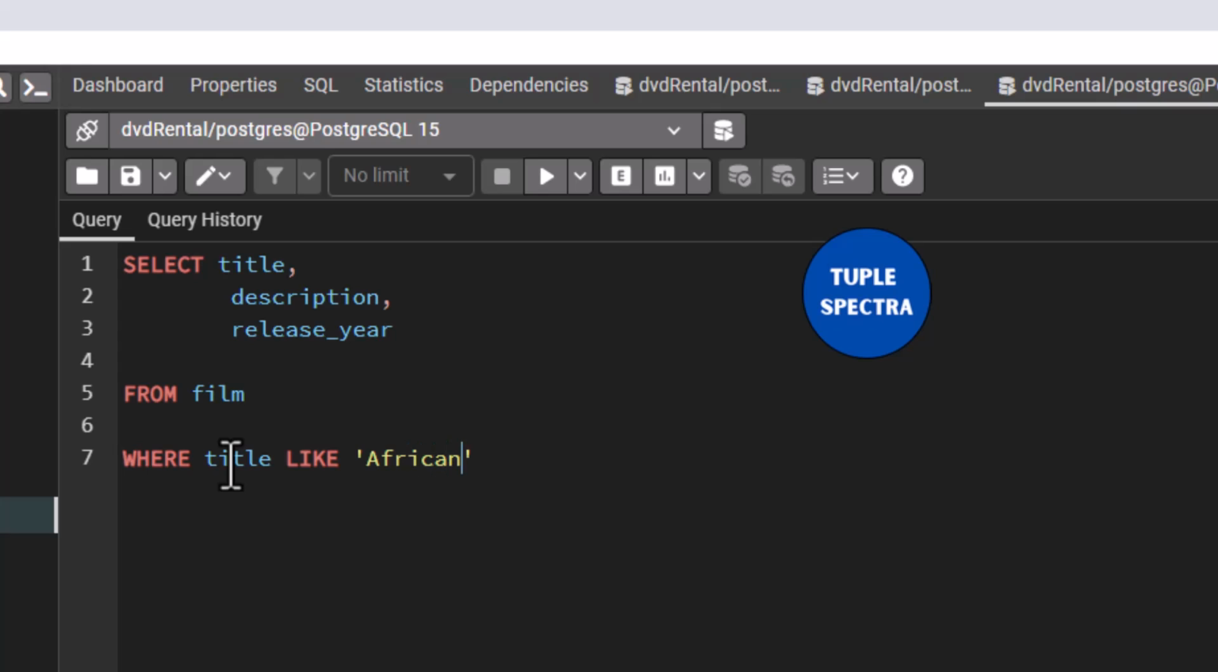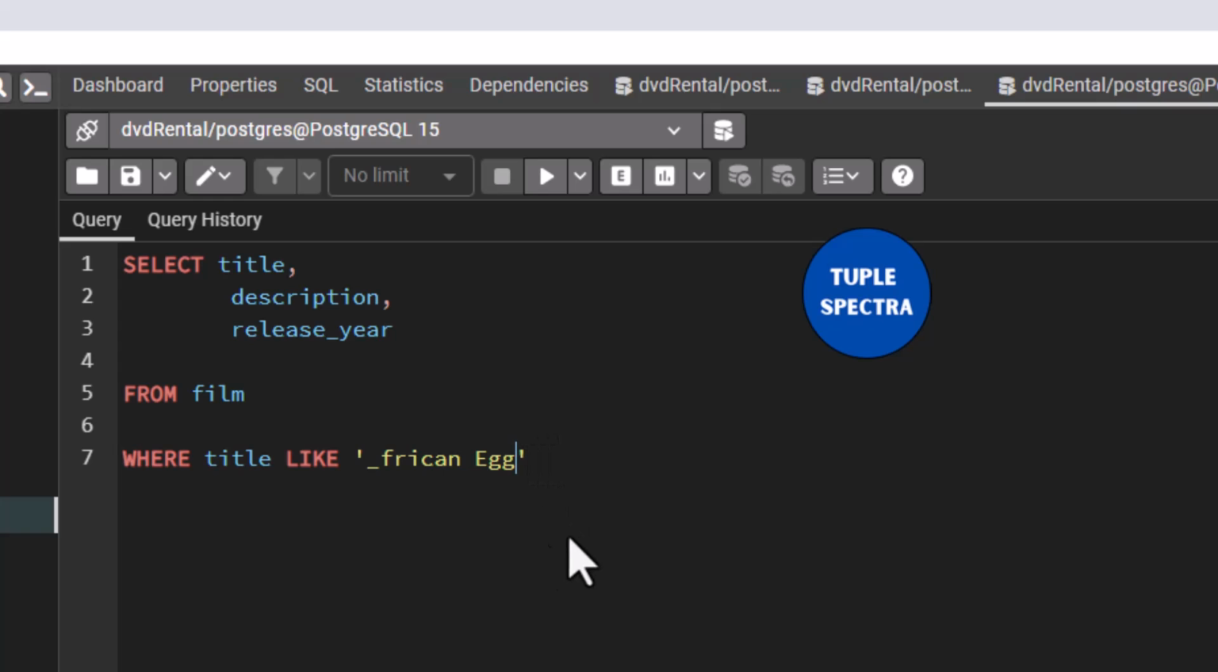Let's do it this way, African egg. Okay, let's just spell it this way, right? But then in this case, we are saying percent, right? So we are saying that where there is one or more characters, or even better still, let's explore the underscore. If I do this, we want something that will have this pattern.